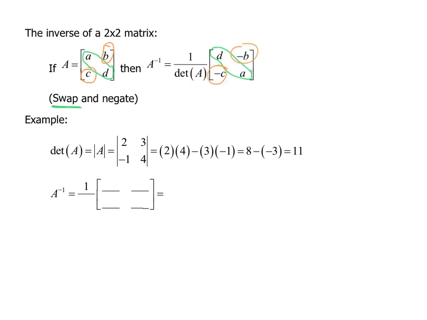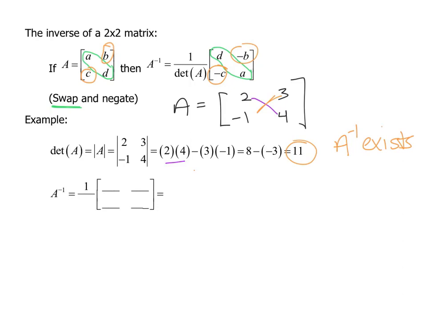Let's go back to the matrix that we were looking at a minute ago, and let's find the determinant of that. So we're going to take 2 times 4, which gives me 8, minus 3 times negative 1. That's going to be 8 minus negative 3. That's 11. Our determinant is not 0, so that tells us A inverse exists. And our inverse matrix is going to have 1 over that determinant.